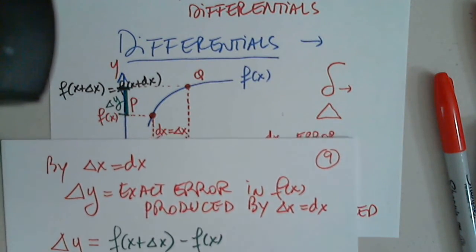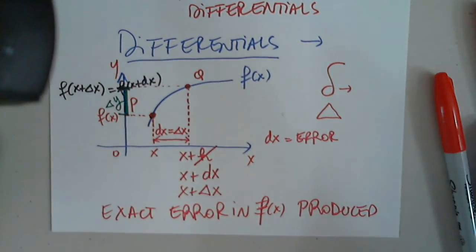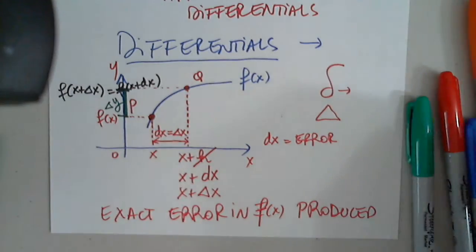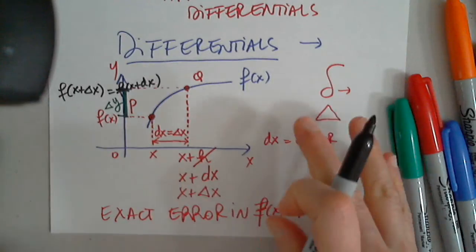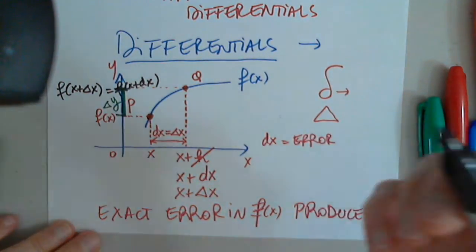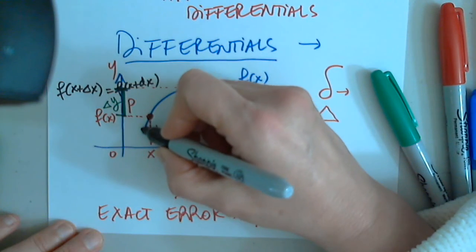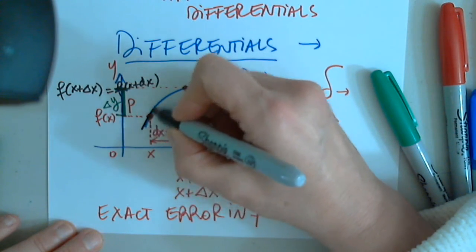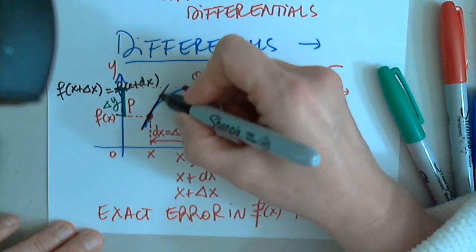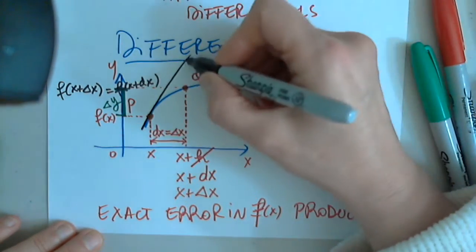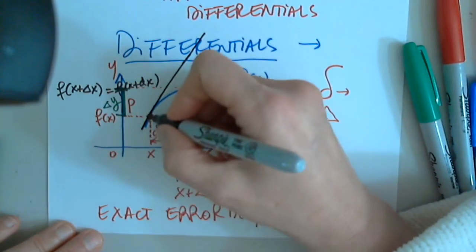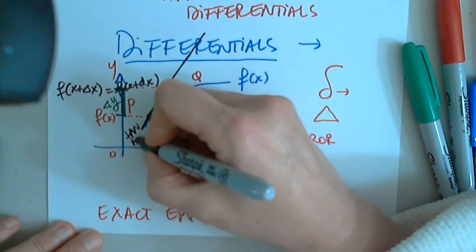Excellent. Now, follow me, please. Nothing new. This is just algebra. I didn't do anything, right? But now I'm going to draw a tangent at P, and I'm going to extend the tangent. So this is the tangent at P.